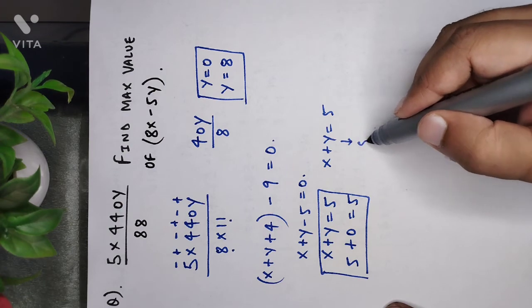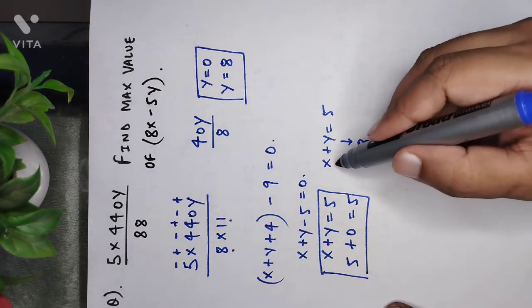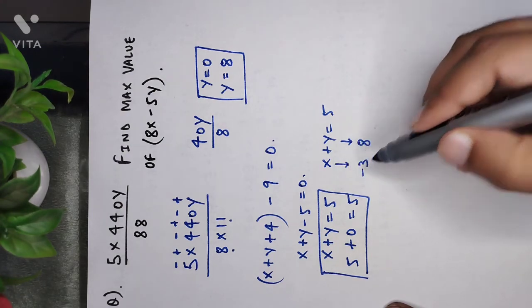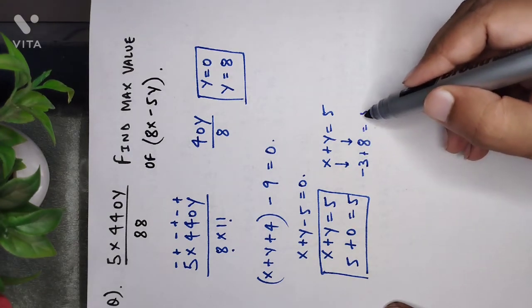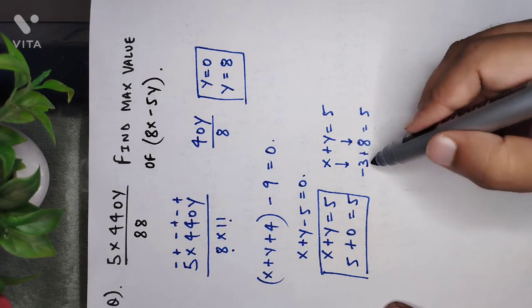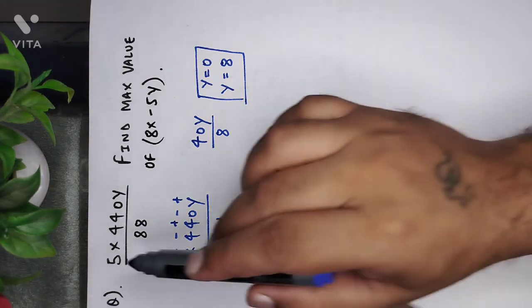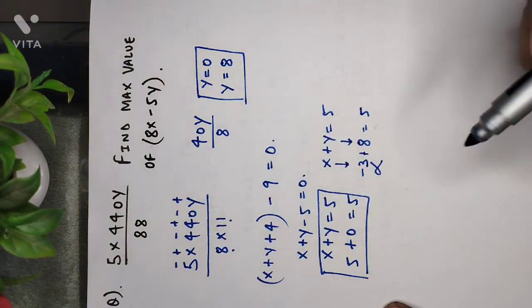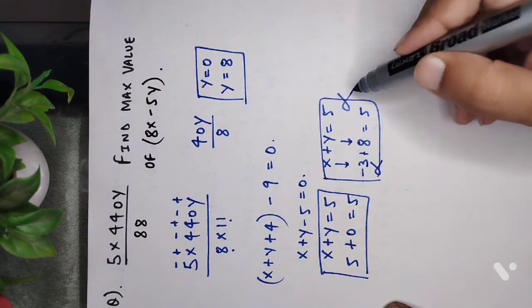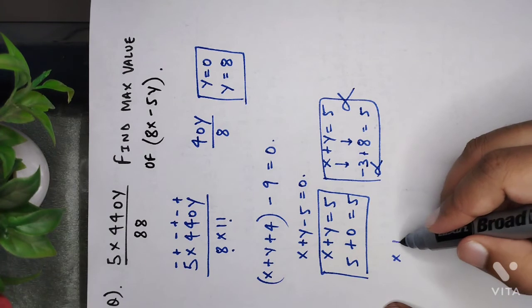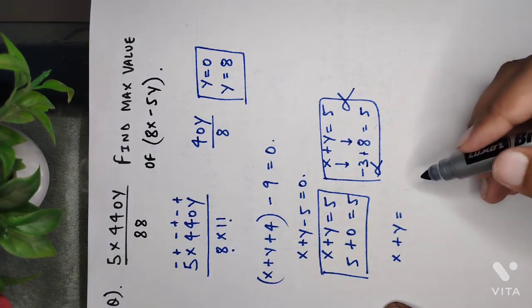So if I put 8 here, then I have to put minus 3 over here. Minus 3 plus 8 will be equal to 5, but we cannot take negative values in this because x and y should be positive values. So this case is wrong here. What else can we do? x plus y is equal to 5.